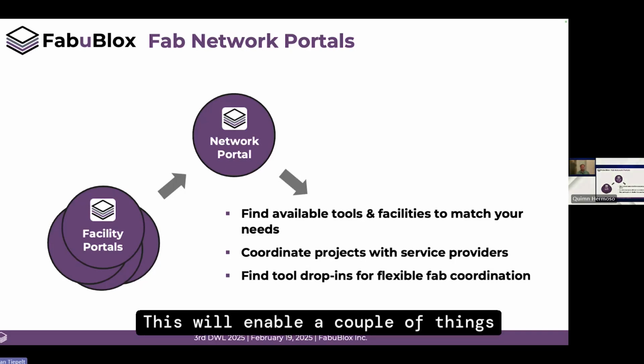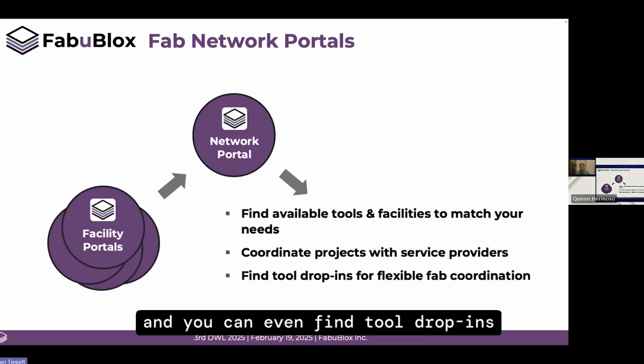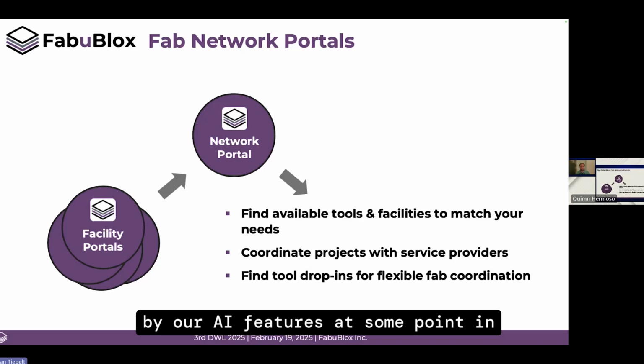This will enable a couple of things beyond the points that we've covered, but really what it comes down to is that you'll be able to find available tools and facilities to match your needs. You can coordinate projects with service providers in our communication portal, and you can even find tool drop-ins for flexible fab coordination. If a tool is down in your facility, you need to find a tool somewhere else. All of that will also be enhanced by our AI features at some point in the future to help with recipe translations between different facilities and between different tools, and to make sure that everything is compliant and gets you to the fab output that you want.